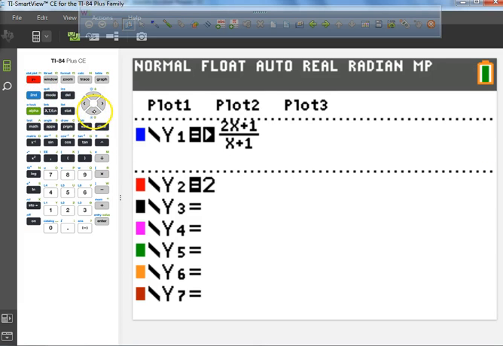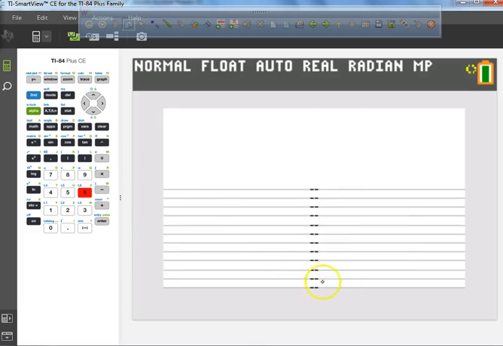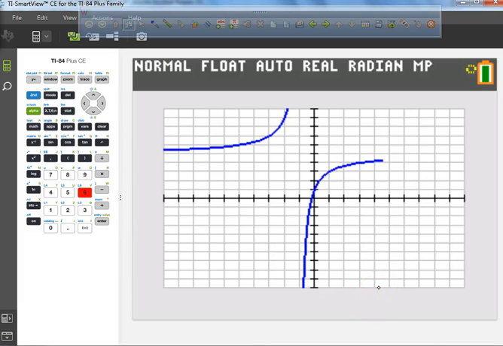Now, look what happens when I change it. If I change that to the number 5, what would my horizontal asymptote be now? It would be a 5, because 5 divided by 1 is 5. I'm going to hit zoom and number 6. Take a look at this one.